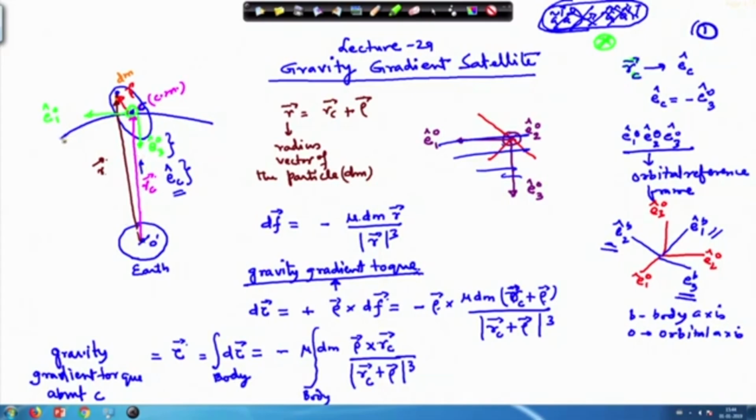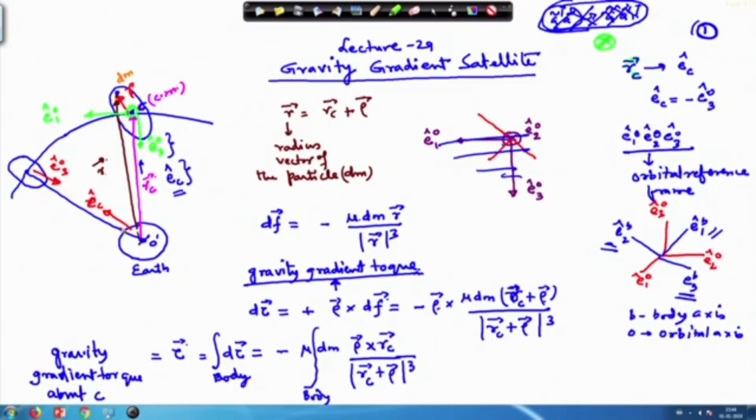Suppose the satellite moves from this place to this place. So, this is the center of mass, and at that time the direction of the E cap O3 will be like this, while the R C vector will be directed like this. So, this will be your E C cap direction. They are opposite to each other and they are of unit magnitude.